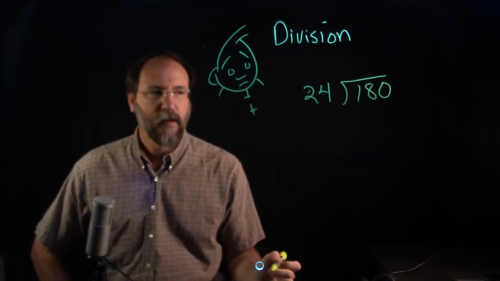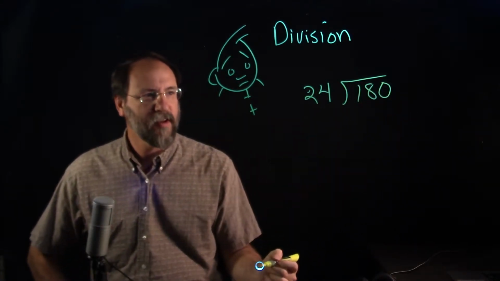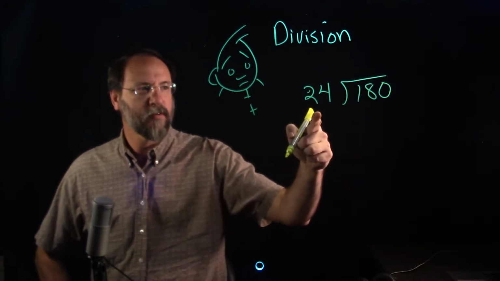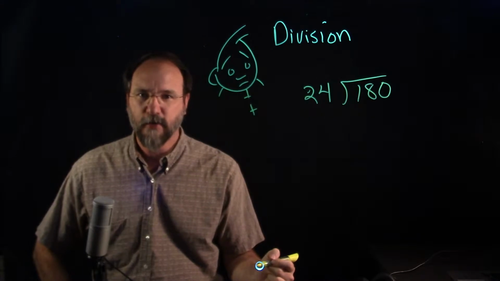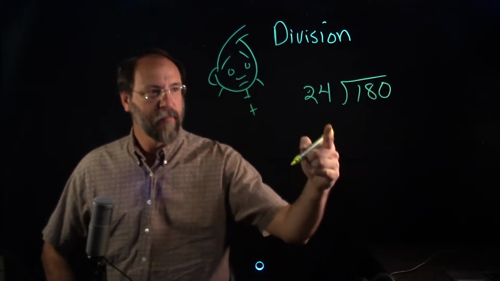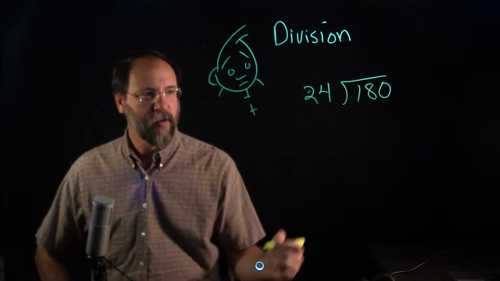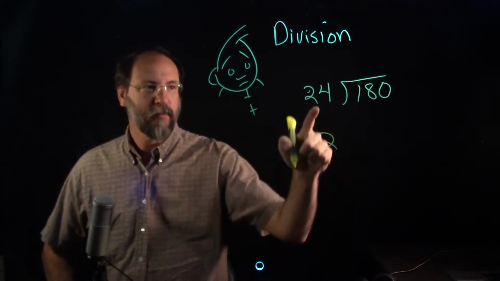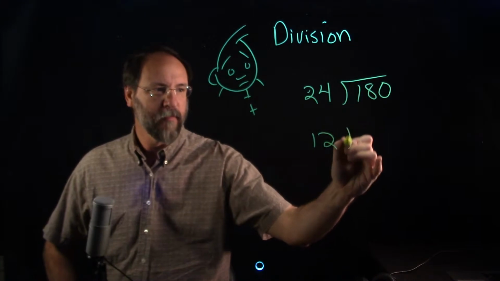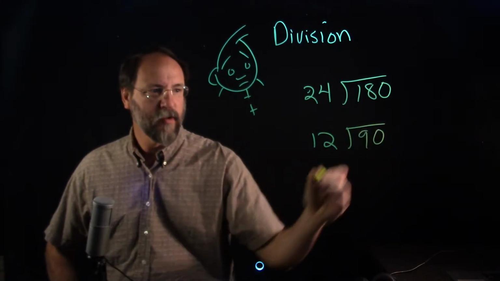Okay? Now, we can look at these numbers and say, yeah, we could figure out how many 24s are there in 100 and how many in 80. But there's some other things we might do too. And here's one possibility. I like both of these numbers because they're nice round numbers. So instead of 24, why don't I just have it be 12? But whatever I do to the 24, I have to do to the 180. So now I've got 90 over here.